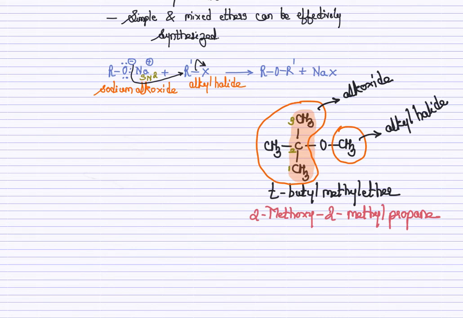So the source of the smaller alkyl group will always be the alkyl halide, and the source of the bigger, more branched alkyl group should be an alkoxide. Now this would give you a perfect ether. I would show you why. So I need to take CH3, CH3, CH3, and I need to take an alkoxide here. And for the smaller one, I take an alkyl halide.